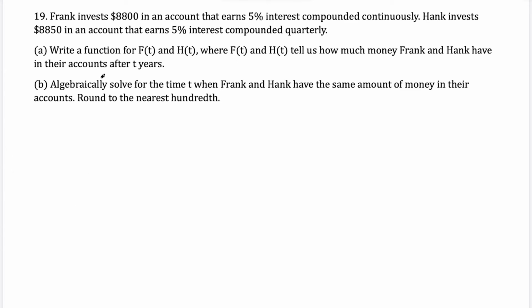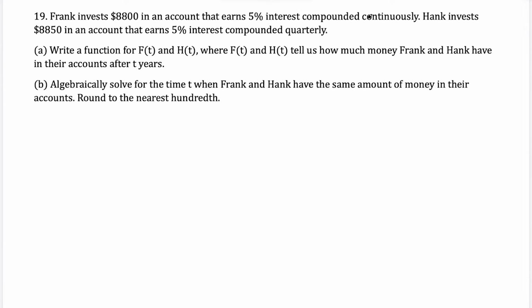Question 19, Frank invests $8,800 in an account that earns 5% interest compounded continuously. Hank invests $8,850 in an account that earns 5% interest compounded quarterly. And for part A, we're going to write a function for f of t and h of t, where f of t and h of t tell us how much Frank and Hank have in their accounts after t years. So let's look at the accounts first. So we're talking about compounding continuously and compounding quarterly.